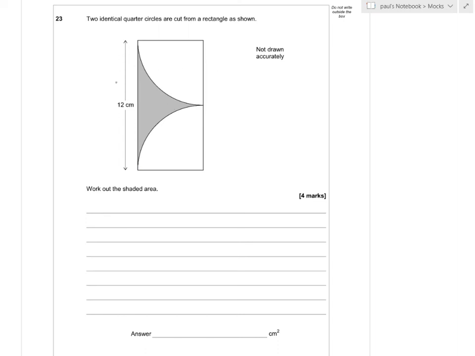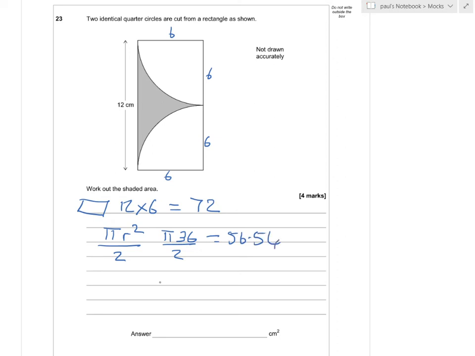Now, if this is 12, then this must be 6. And if this is 6, this must be 6. So the area of the rectangle is 12 times 6, 72. Now, the area of the semicircles is pi r squared divided by 2, because 2 quarter circles together make a semicircle, radius 6, 36 over 2. So pi times 36 divided by 2 equals 18 pi, which is 56.54. If we take one away from the other, 72 minus 56.54 is 15.46.